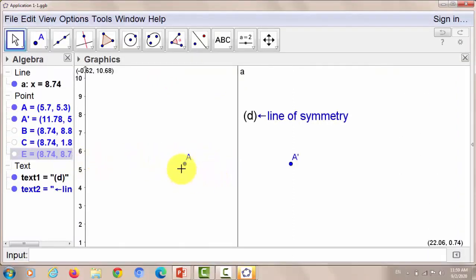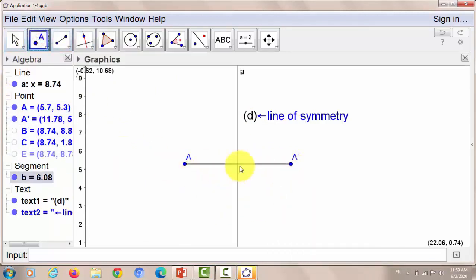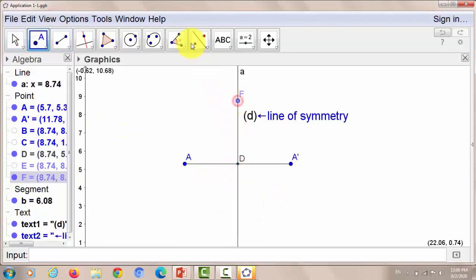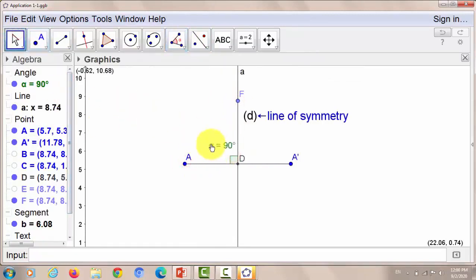Here, my students, this is a point A, this is a point A prime, the image of A. Line D is the line of symmetry, it is the mirror. Now we will see that line D is the perpendicular bisector of AA prime. I will take here segment AA prime, and I will take 2 points to measure the angle. I will measure this angle FDA. Look for this angle, it's equal to 90 degrees, so line D is perpendicular to AA prime.